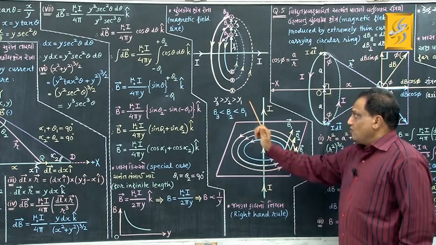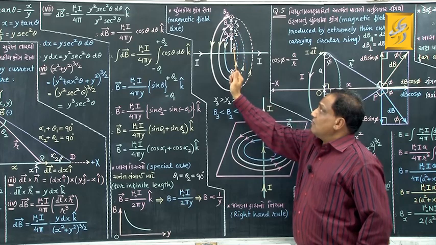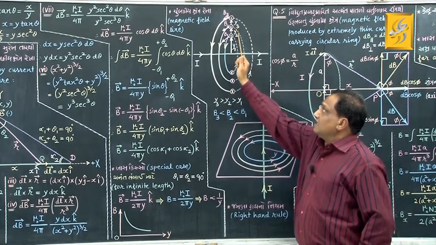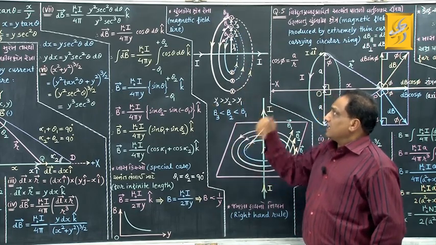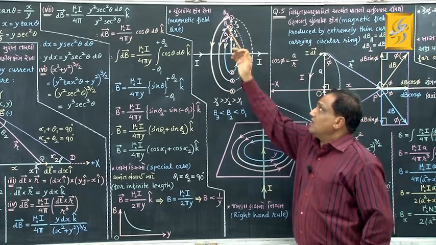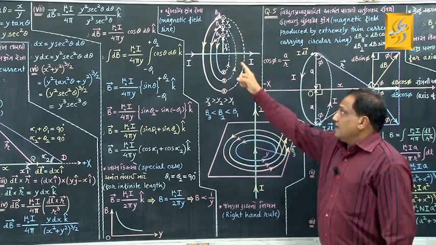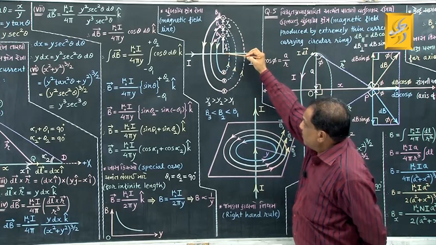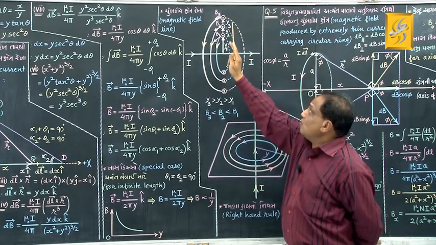This distance y3 is greatest among y1, y2 and y3. y3 is greater than y2, greater than y1. And correspondingly, b1 is greater than b2, greater than b3, or b3 will be less than b2, less than b1. What do you notice in the figure? As perpendicular distance from the wire increases, corresponding magnetic field decreases.